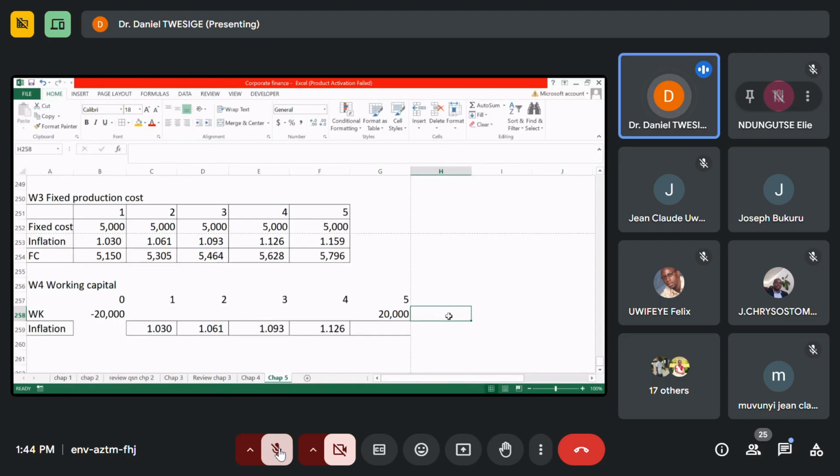Now, due to investment, this is what you need to invest. But because of inflation, you will need more money to invest. It means the actual working capital you will need here will be this times this. For here, it will be this times this.